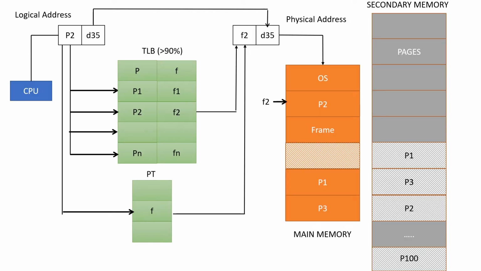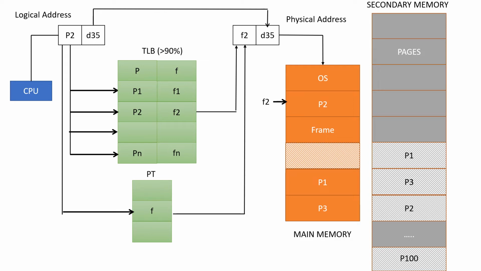The diagram here shows the same process. Here you can see the CPU. The CPU generates a logical address which will have the page number, and D is the instruction offset that we have seen in the previous lecture. And there is a TLB, that is Translation Lookaside Buffer. Why is it shown as greater than 90%? Because the hit ratio is greater than 90%. TLB has two entries, page and corresponding frame.